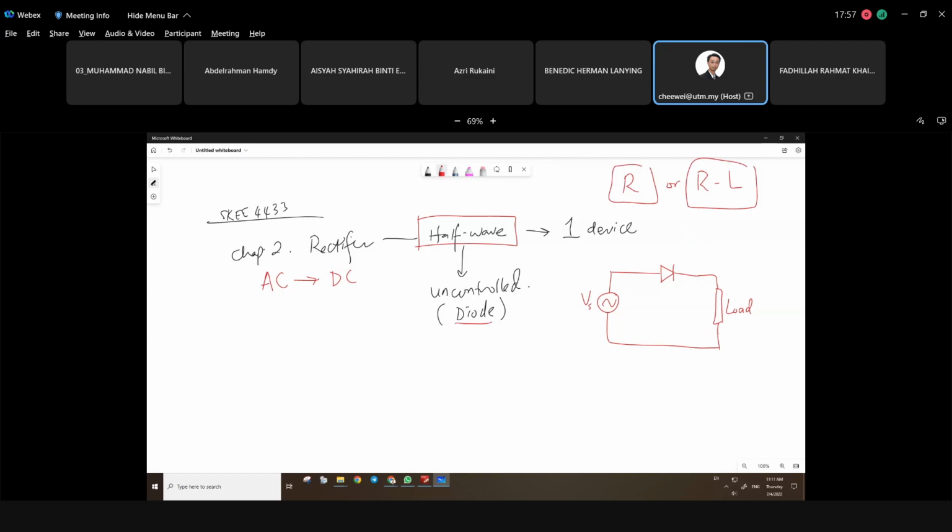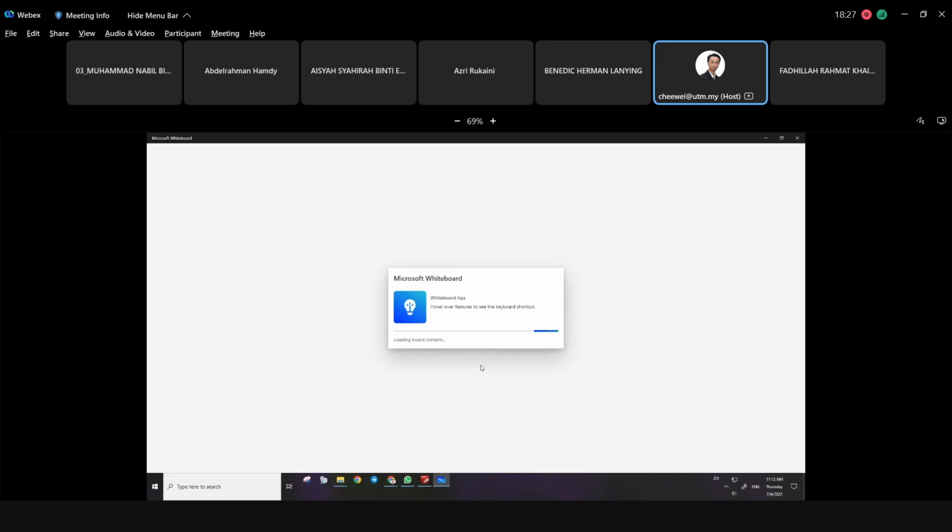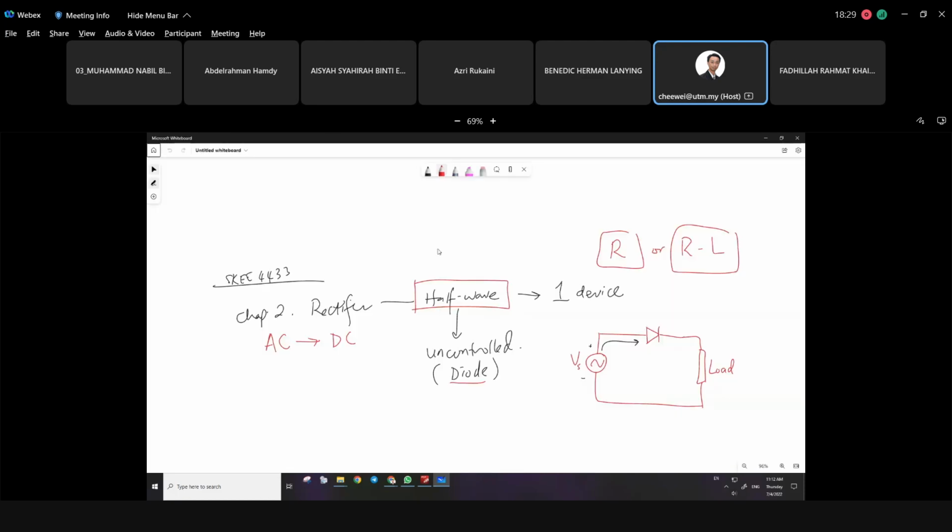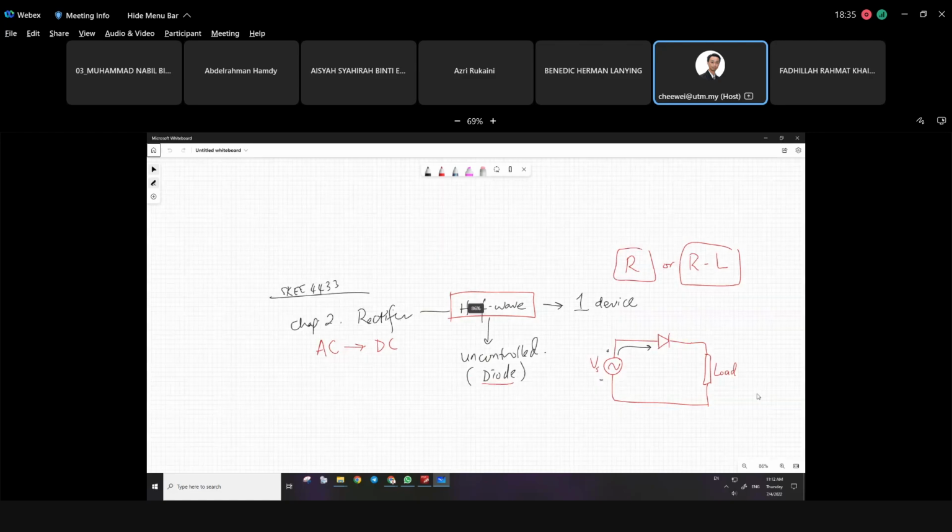If it is R load, what happens? If it is RL load, then what happens? For the same circuit, this is positive and negative and the current flows. During the positive half cycle, the diode is in conduction mode and you expect the output to have some value. And during the blocking or reverse bias state, there is no output, if it's for R load.